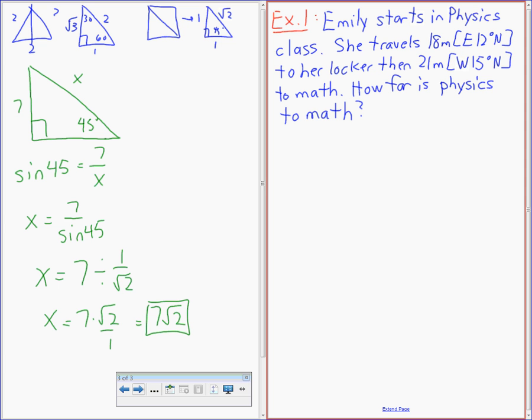Okay, so here we go. It says here, Emily starts in physics class. She travels 18 meters east, 12 degrees north to her locker, and then 21 meters west, 15 degrees north to math class. How far is it from physics to math? Does that make sense to the wording?